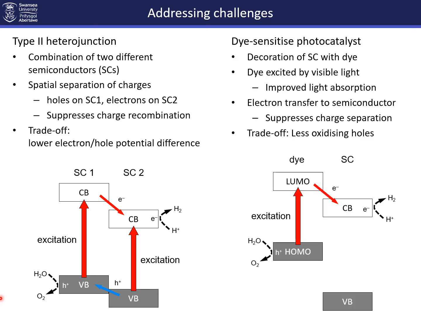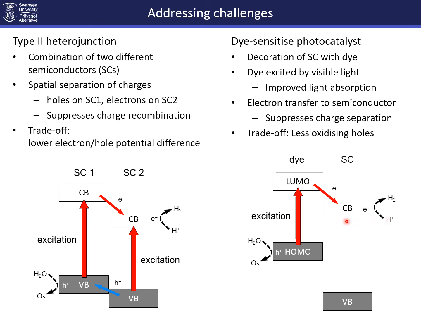Another way to achieve a similar outcome is using a dye-sensitized photocatalyst. In this case, you use a molecular dye, often an organic dye that absorbs visible light. You excite it, and electrons from the LUMO then inject into the conduction band of your semiconductor. The semiconductor normally has a large band gap, so you don't actually excite that. So you are only using it as a medium to carry charges.